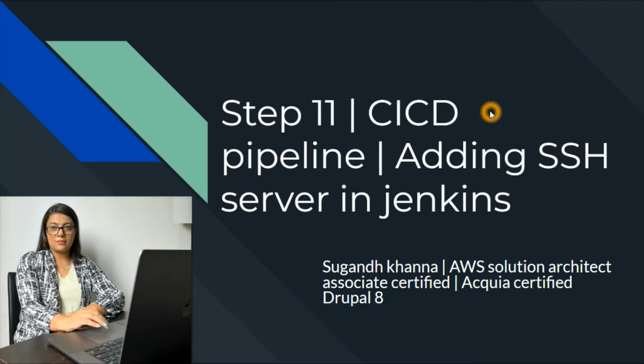Today in the CI/CD pipeline, we will discuss step 11: how we're going to add SSH servers in Jenkins. It would be preferred if you check step 9, where I installed the Publish over SSH plugin, and then you will get a fair idea of what exactly we are doing. Let's switch to our Jenkins server.